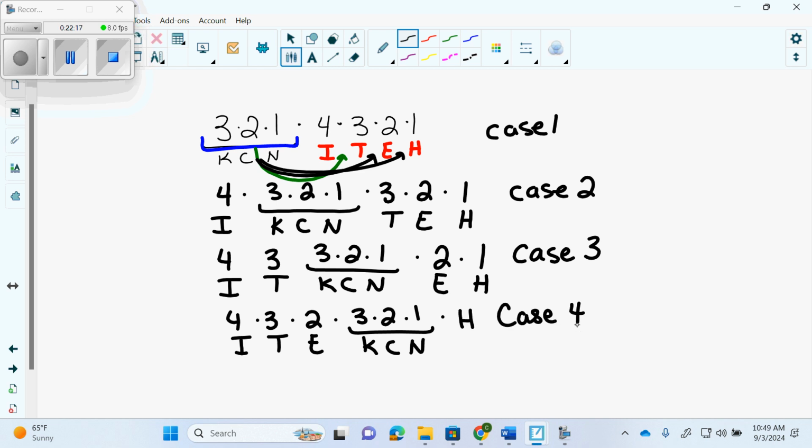And then people forget about the last case. I could completely put the KCN behind all of those letters and make a totally different word, would it not? I, T, E, H, KCN.